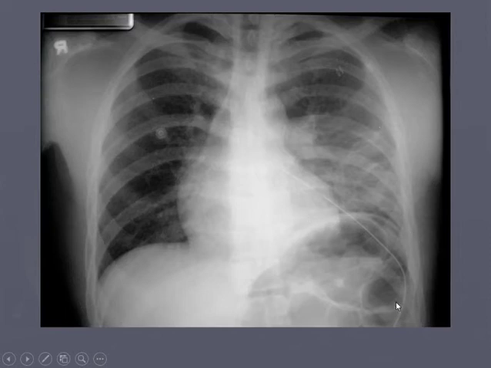So the story behind this one is someone put in a chest tube and went too low and they perforated the diaphragm. So now we're getting intra-abdominal air, we have our chest tube in the wrong place, and that, of course, is an emergent situation.